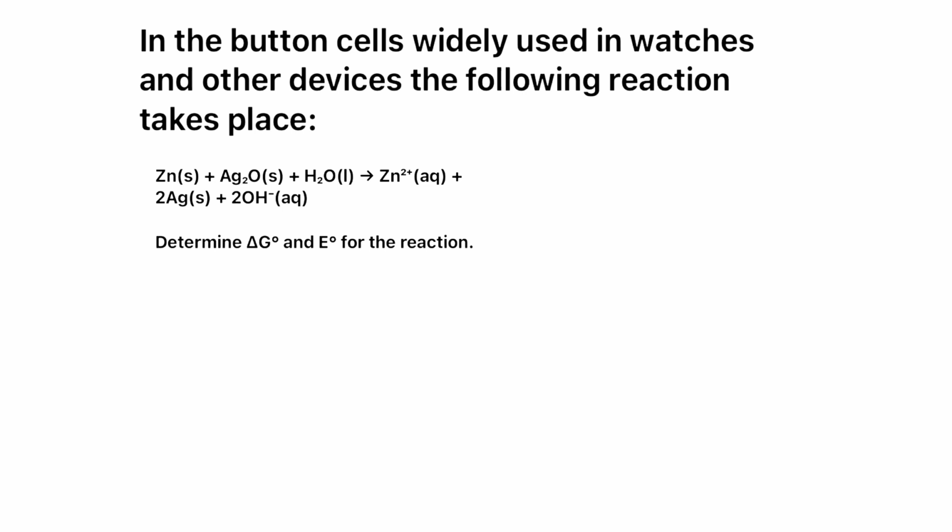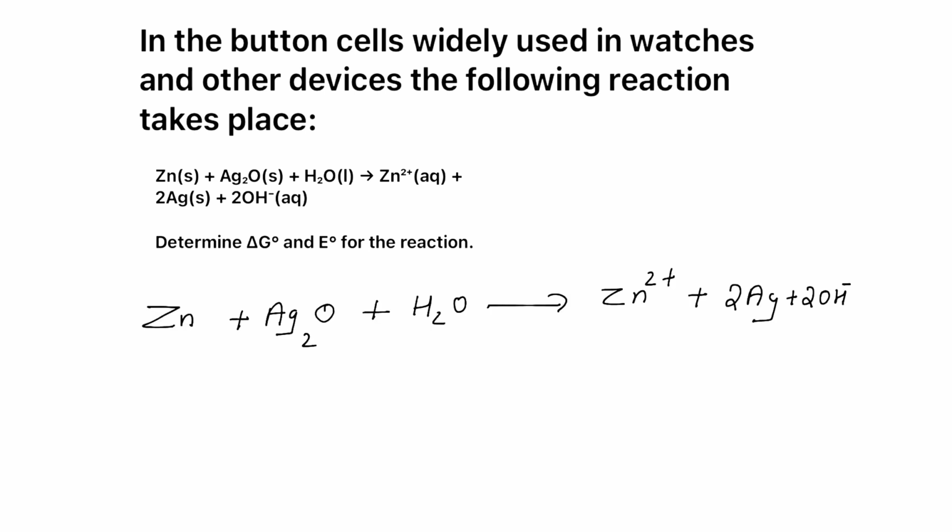In the button cell, widely used in watches and other devices, the following reaction takes place. You can see the reaction, right? Okay, this is the reaction. And you have to find delta G standard and E standard or E naught for the reaction. I rewrite the reaction here.